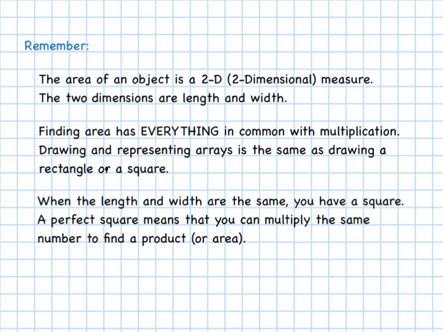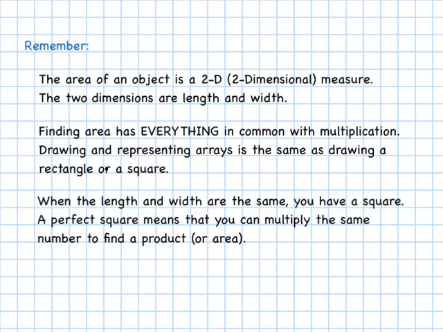Let's review what we discussed in this video. So the first thing we have to keep in mind is that the area of an object is a two-dimensional measure. Meaning when we measure area, we're looking at objects that have two dimensions, and those dimensions are a length and a width. I want you to keep that in mind when we do volume.